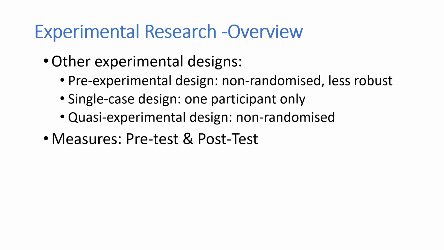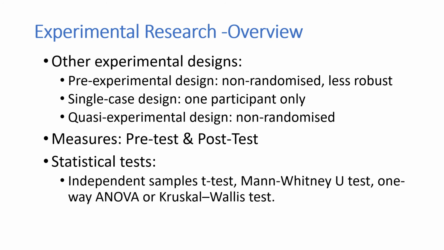In terms of measures, the most common measure used is pre-test, post-test. We measure the variables that we are interested in before we give the intervention, and then we measure them after we give the intervention. How do we see whether there's a change or not? We do statistical tests. There are various statistical tests that are used to see whether there's a change in the pre and the post-test, and some of the examples are listed here.